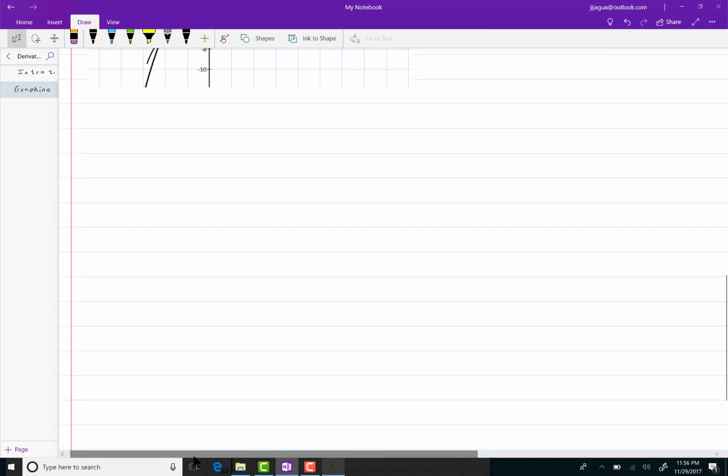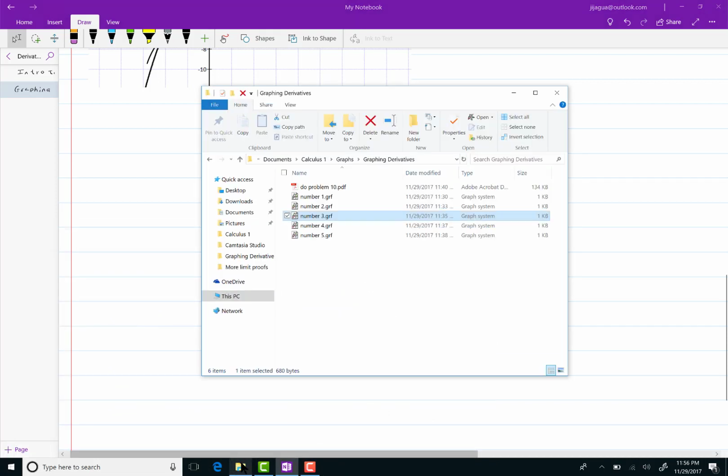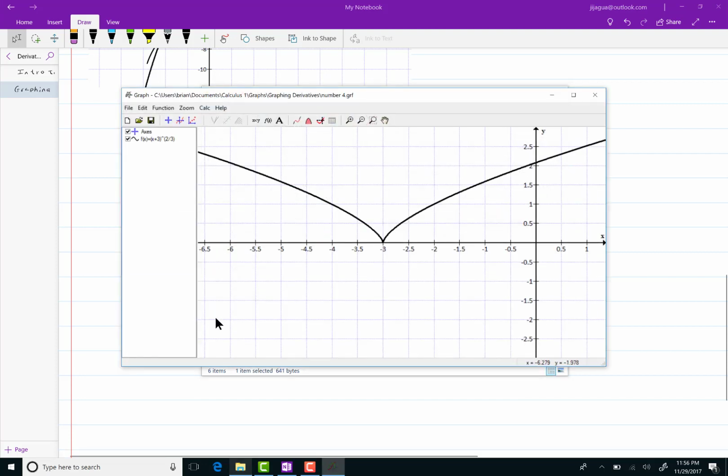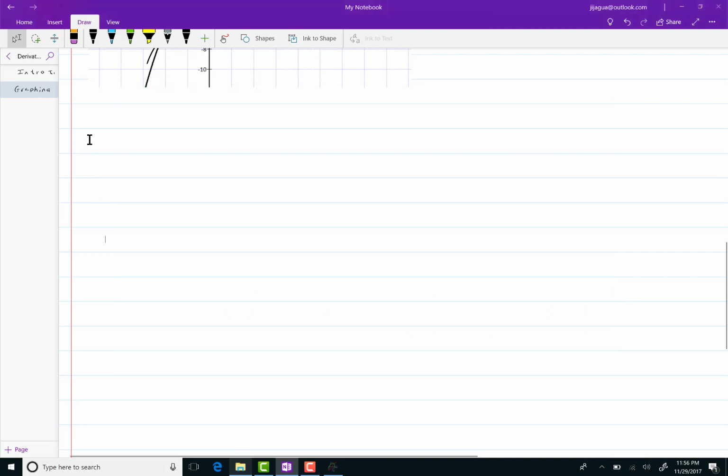Graph another one. Close this guy out. Nope. Let's go on to number 4. Now this is interesting. This has a point in it. What happens at a sharp point?